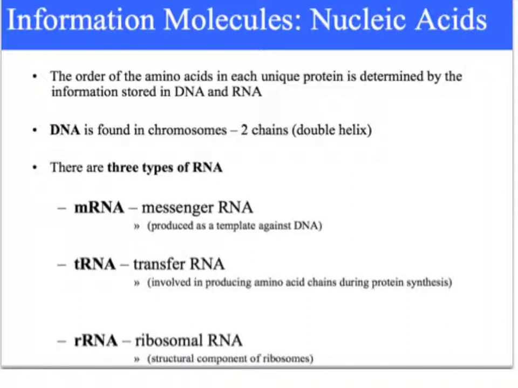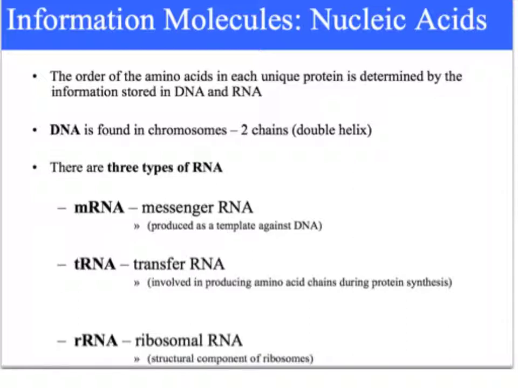DNA is found in chromosomes, so there's 2 chains and it's got the double helix. They run anti-parallel, so one side is 5' to 3', the other side is 3' to 5'. How do I know which end's which? The free phosphate is where the 5' end is. The base is always joined to the sugar.